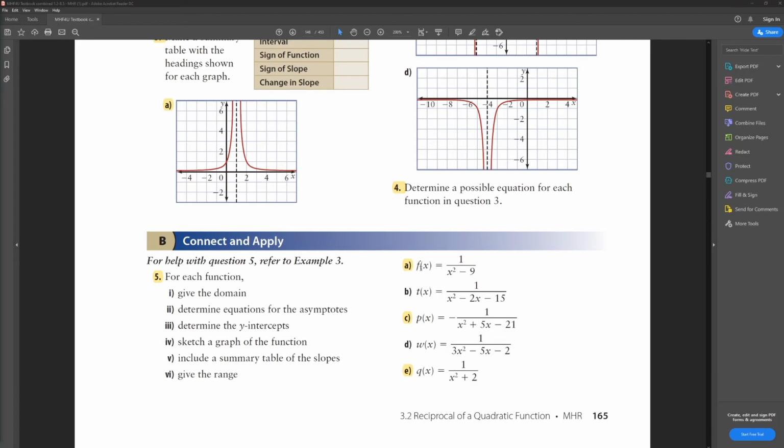To determine the y-intercept, just simply make x equal to 0 for all of the equations. To sketch a graph of the function, what you should do is use all the information you found in the previous 3 parts. So graph your asymptotes first by making dotted lines and labeling them.